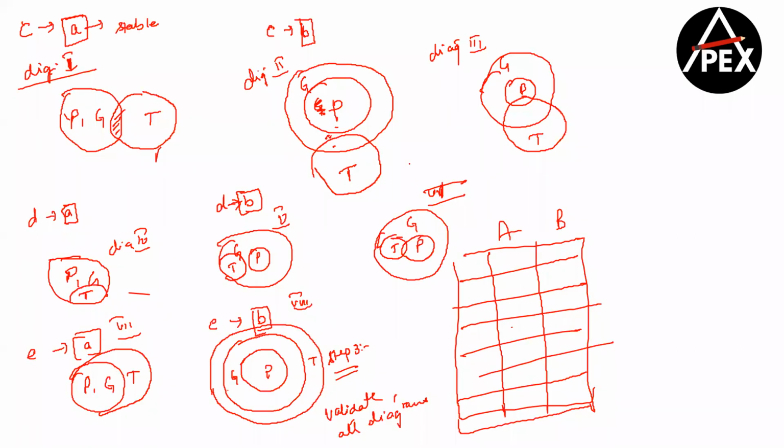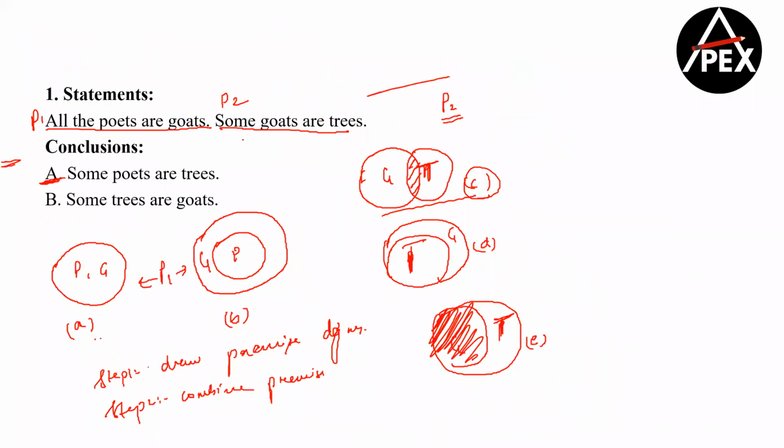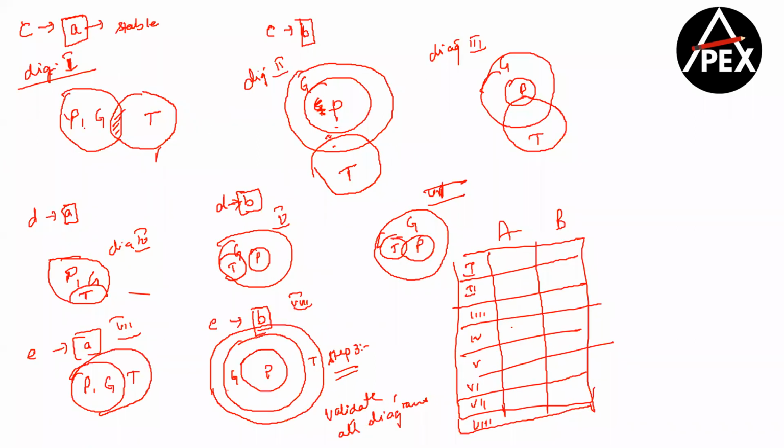So let me say for diagram 1, this is the thing. Diagram 2, 3, 4, 5, 6, 7, and 8. So see, in diagram 1, are some poets trees? That's my first conclusion. Some poets are trees. Are some poets trees here? Yes. So I'm going to put tick. Diagram 2, are some poets trees? No. Some poets are not trees. So without even checking the rest, I am going to tell you that conclusion A is not valid.